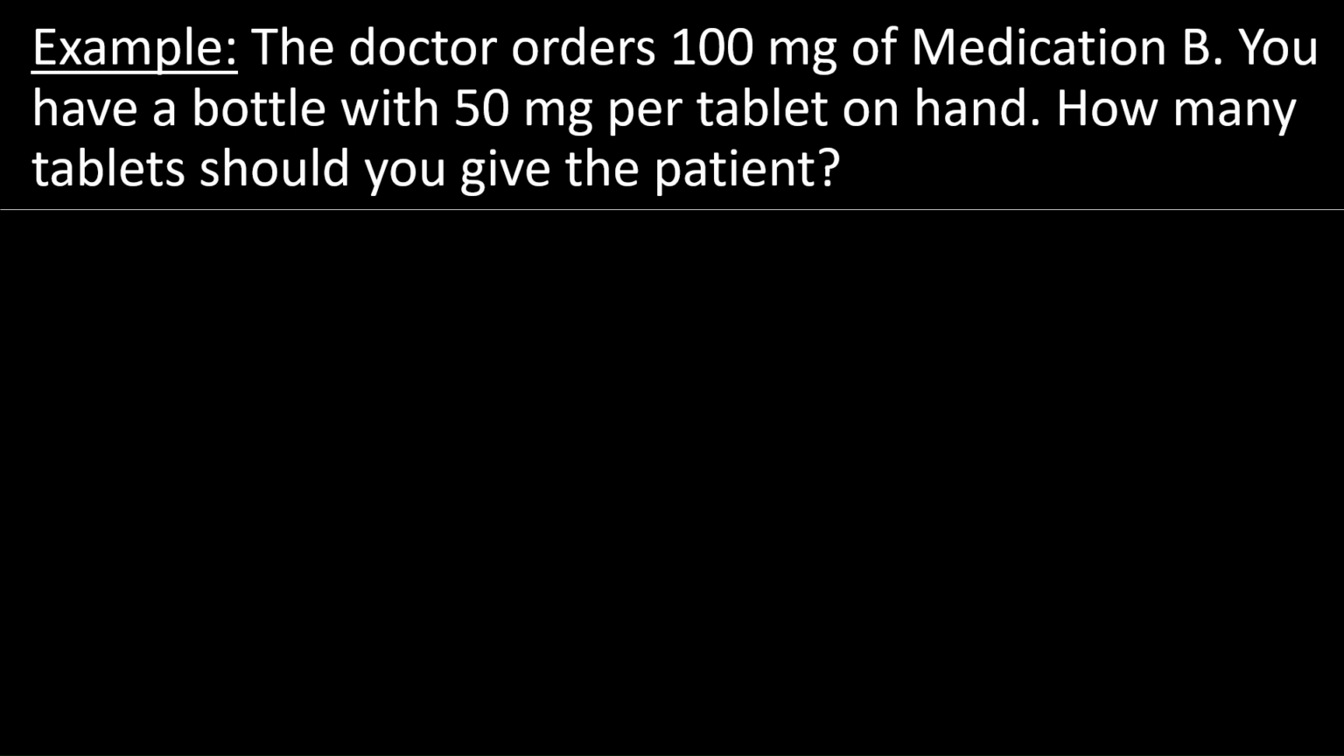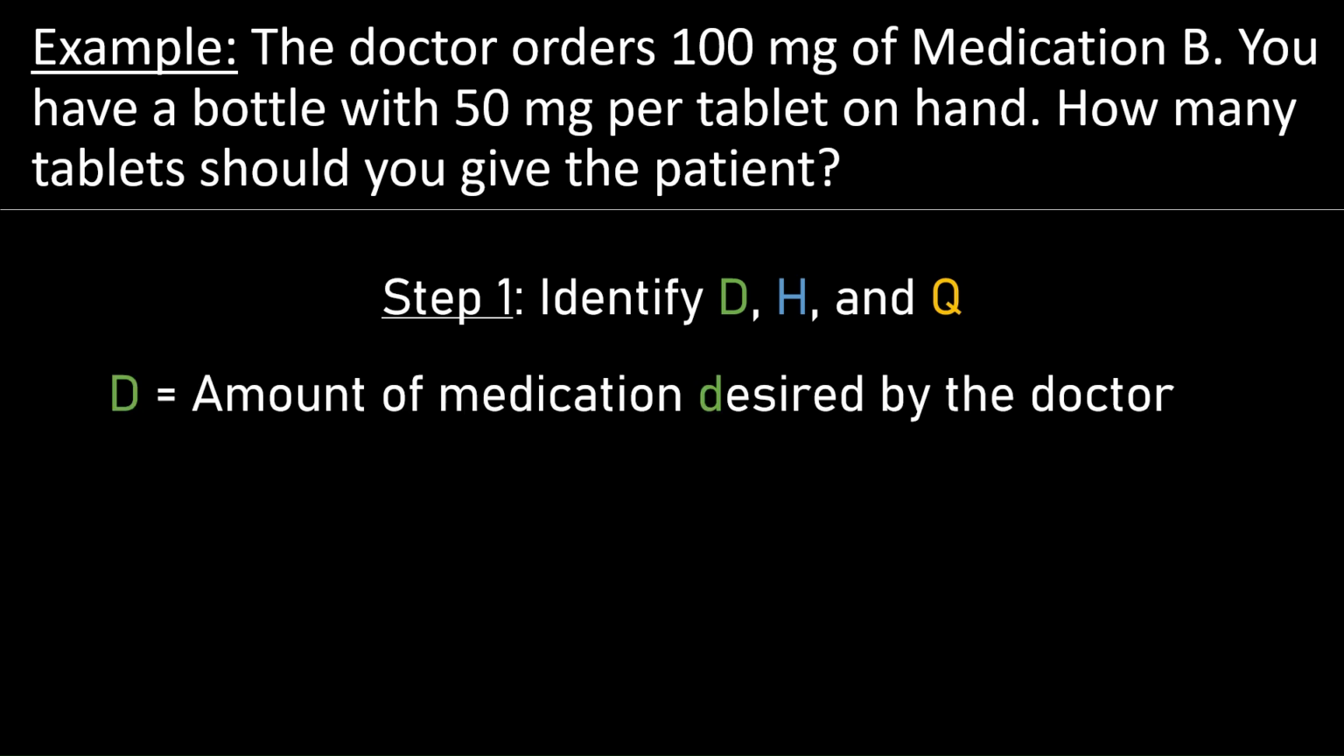Say the doctor orders 100 milligrams of medication B. You have a bottle with 50 milligrams per tablet on hand. How many tablets should you give the patient? We start with step 1. Identify D, H, and Q.